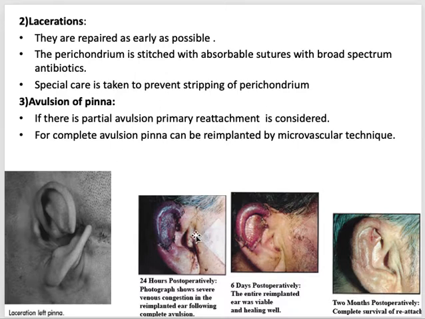Avulsion of the pinna: when the pinna is still attached to the head by a small pedicle of skin, primary reattachment is considered. But sometimes when it is completely cut off, of course we see the viability of the tissue, and then the doctors discuss whether it could be implanted or not.